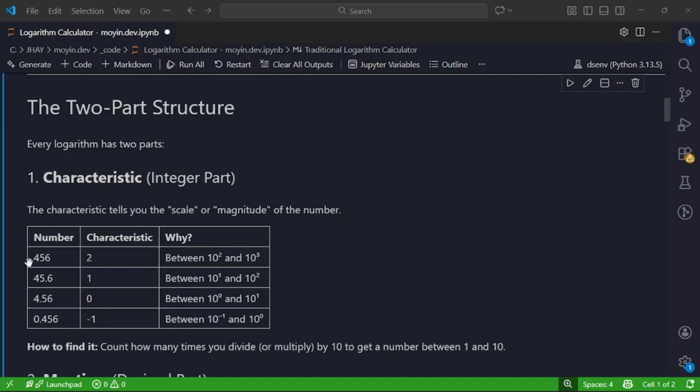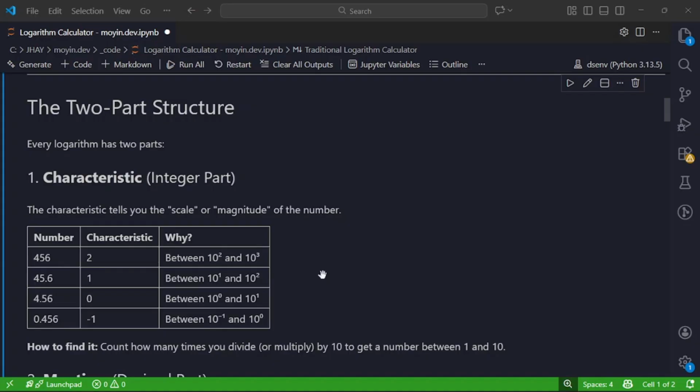Do you get? Yeah, that's how you get the characteristic ideally. So we just see here 456, the characteristic is 2. Why? Because it's between 10 raised to the power 2 and 10 raised to the power 3. That's just telling you that you cannot divide it by 10 three times. It won't reach the third time. So that means the value is between 10 raised to the power 2 and 10 raised to the power 3.